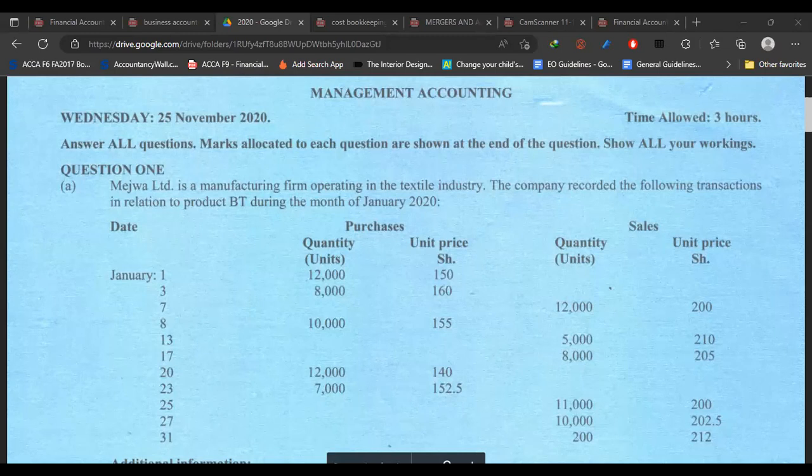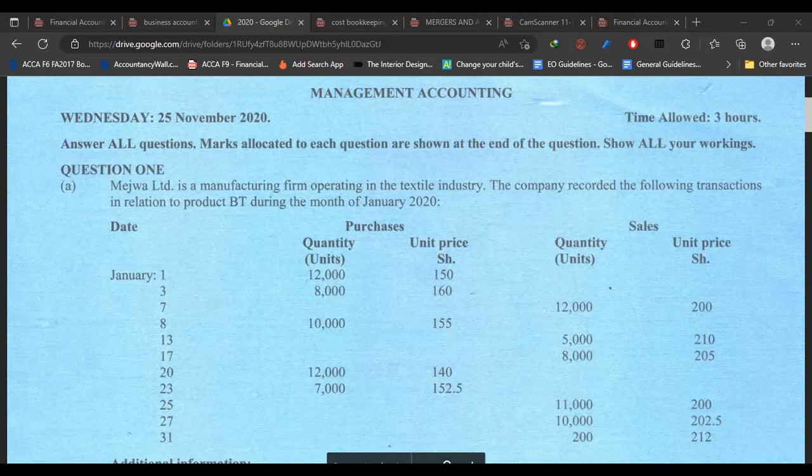On 9th January 2020, the company reported a shortage of 300 units. On 19th January 2020, 600 units of the units sold in January 2020 were returned by the customer. Required: a stores account for the month of January 2020 using the FIFO method of inventory valuation, and then the value of the closing stock. Good. You can see now the examiner has already told you to do closing stocks.